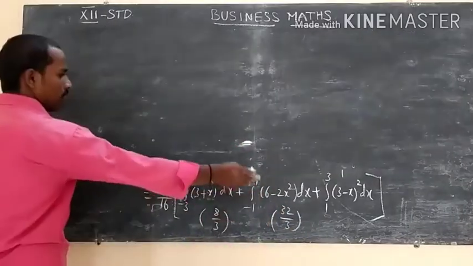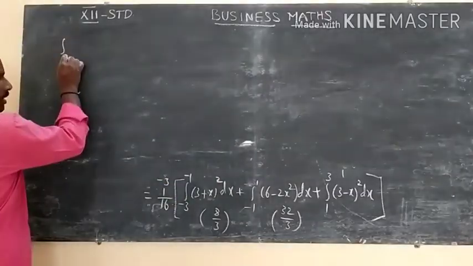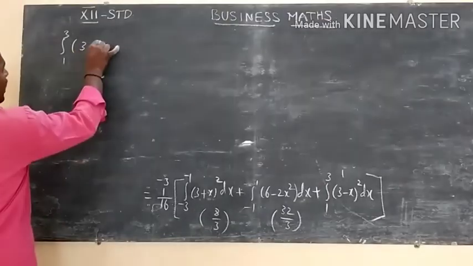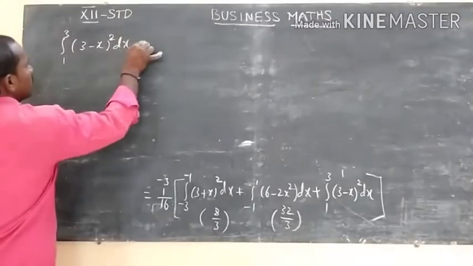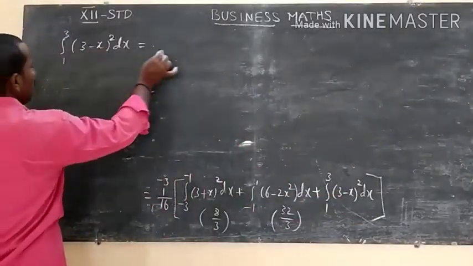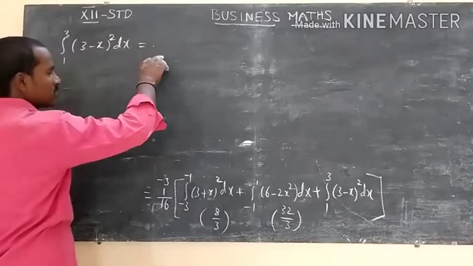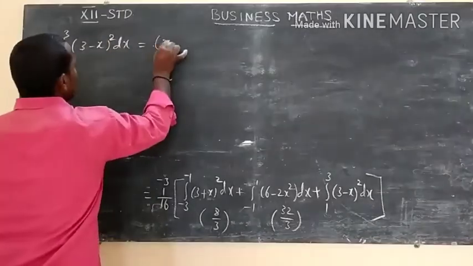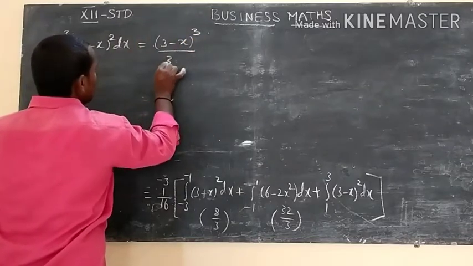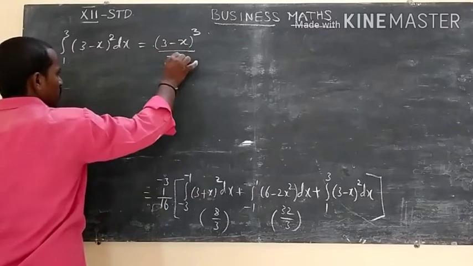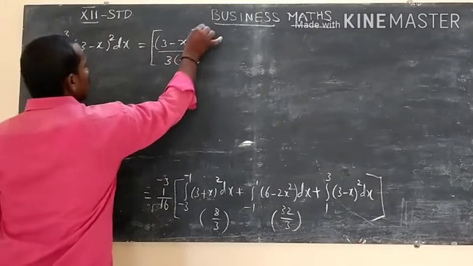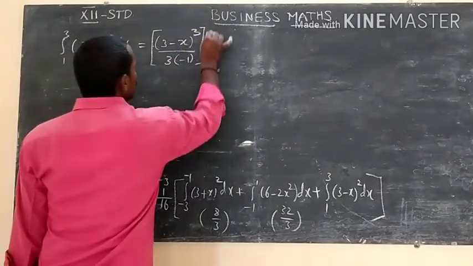Then third one. Okay. Then third one, integral 1 to 3, 3 minus x the whole square into dx, which is equal to. So integrating this value, this is a form of integral ax plus b formula. So 3 minus x the whole power n plus 1, so 2 plus 1 is 3 divided by 3, and the coefficient of x is minus 1. So minus 1. Okay. Plus c. That's all.